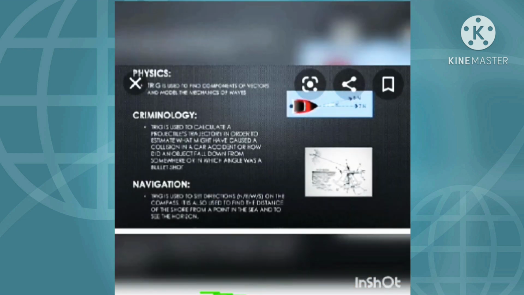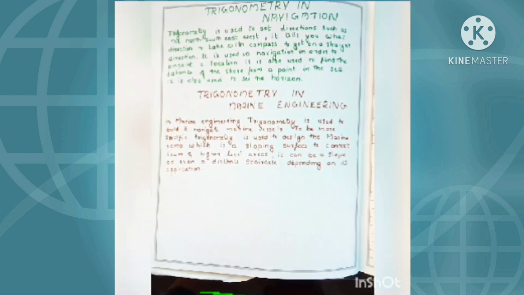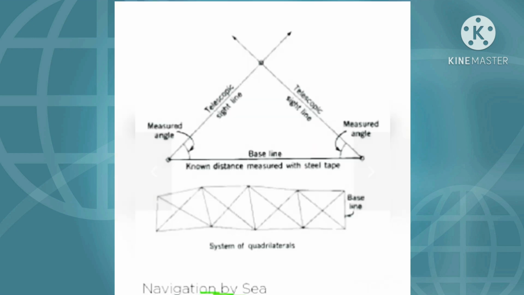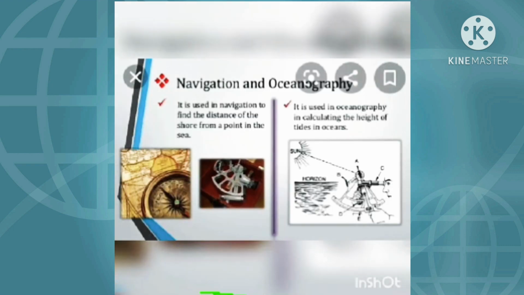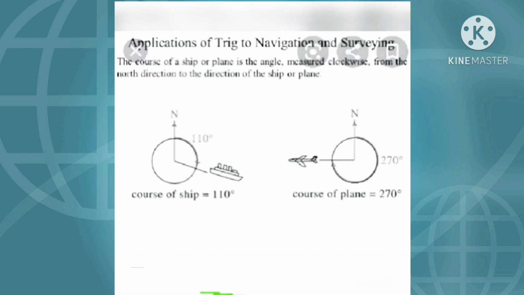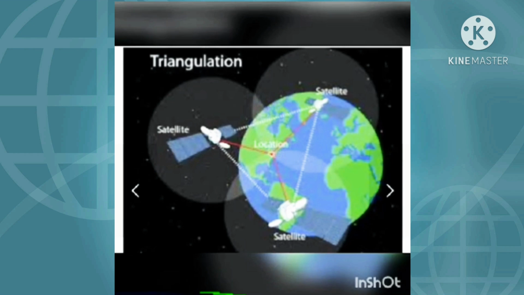And here you can see trigonometry's uses in physics and criminology, and our next topic is trigonometry in navigation. Trigonometry is used to set directions such as north, south, east, west. It tells you what direction to take with a compass to get on a straight direction. It is used in navigation in order to pinpoint a location. It is also used to find the distance of a shore from a point in the sea. It is also used to see the horizon.